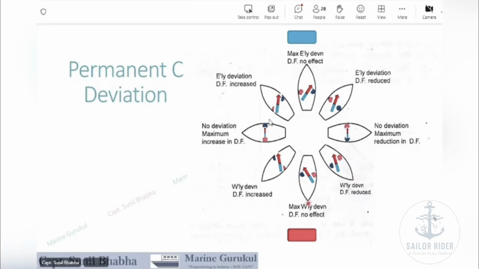Now, on the southerly heading, the situation is exactly the reverse. The blue pole goes to the west of the compass needle, and the red pole of the ship goes to the east of the compass needle. This red pole to the east of the compass needle repels the red end of the needle, attracting the blue end. The needle swings anti-clockwise looking from top, generating a westerly deviation.